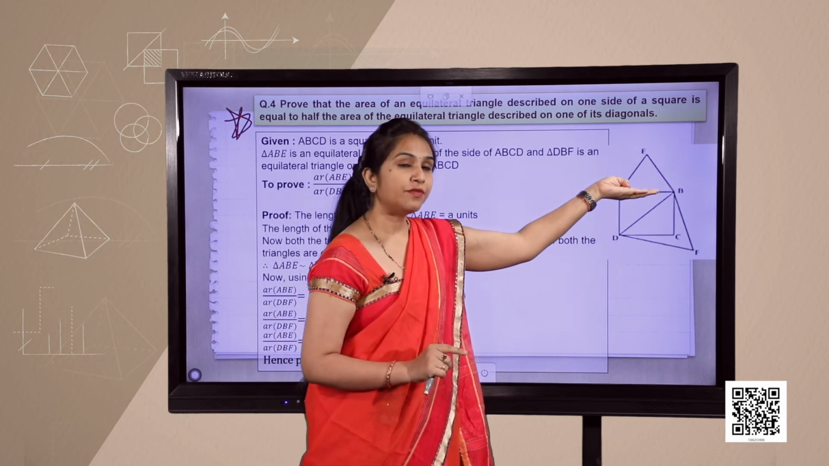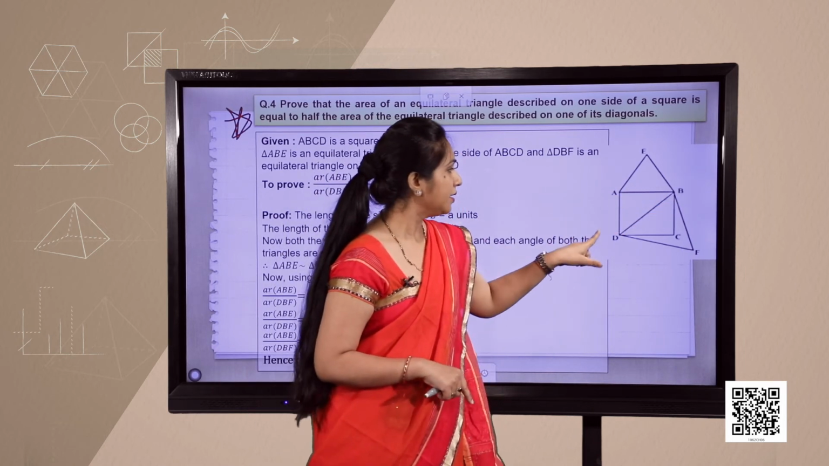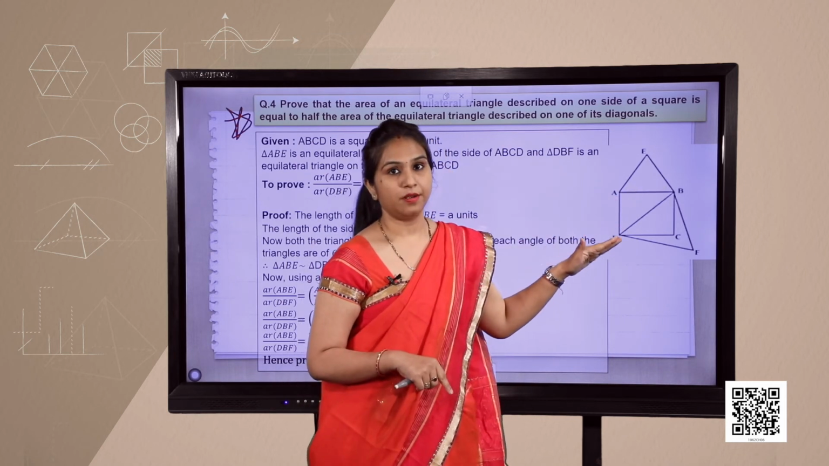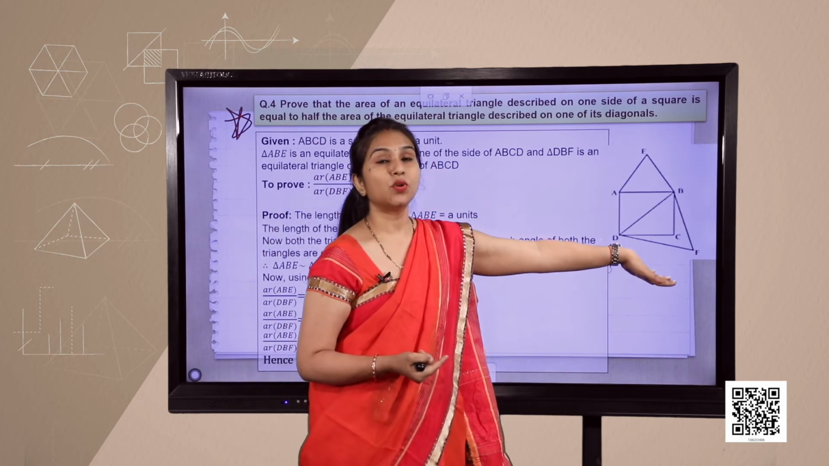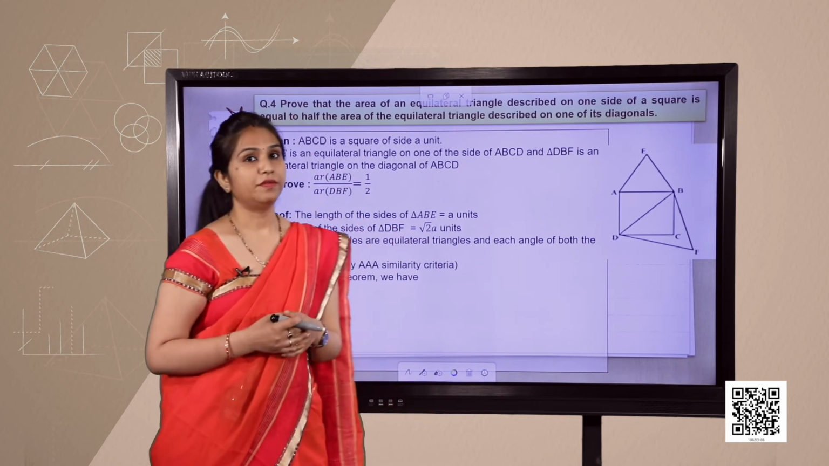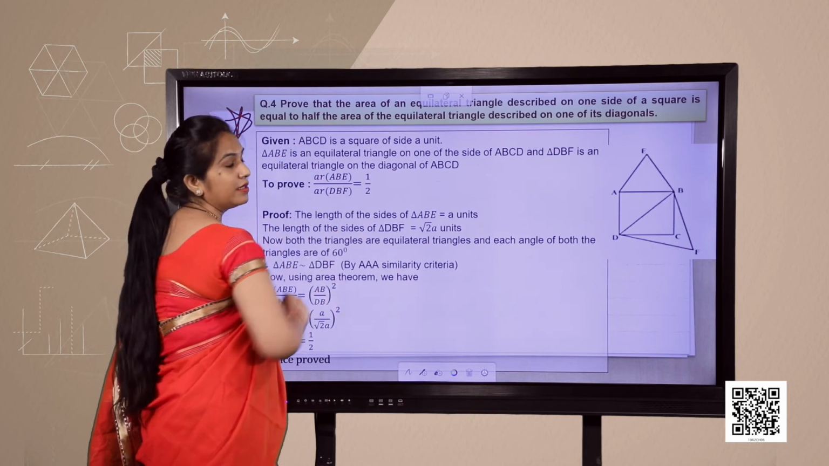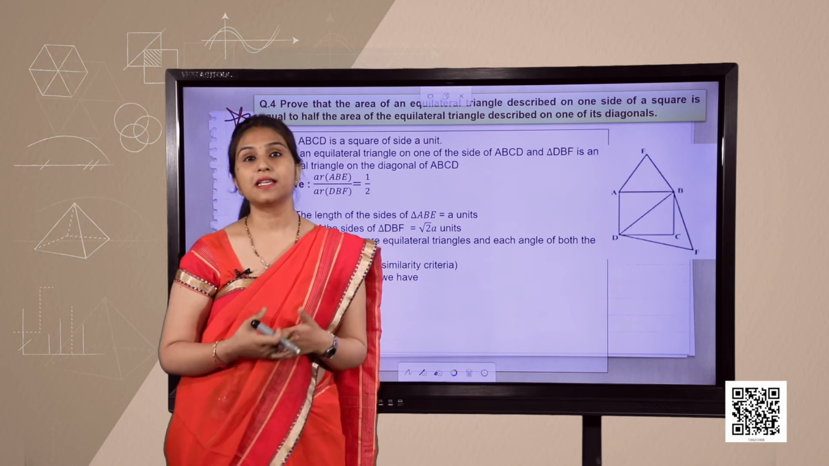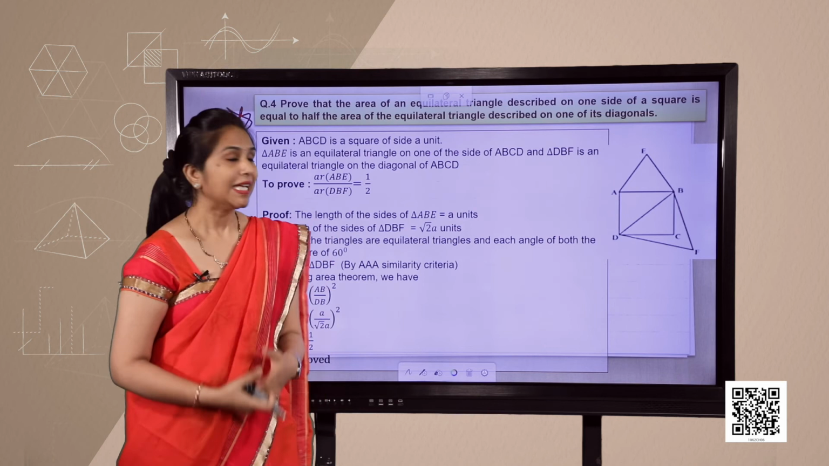So we are given a square ABCD and there are two equilateral triangles, triangle ABE which is on one side of the square and there is another equilateral triangle BDF which is on the diagonal of the square, right. So we have to show that the area of this triangle is equal to half of the area of the triangle which is formed on the diagonal of the square. So let's start. We have ABCD is a square. Let us assume that one side of the square is A unit and you know all the sides of a square are equal. So if one side is A, all the sides are also equal to A.